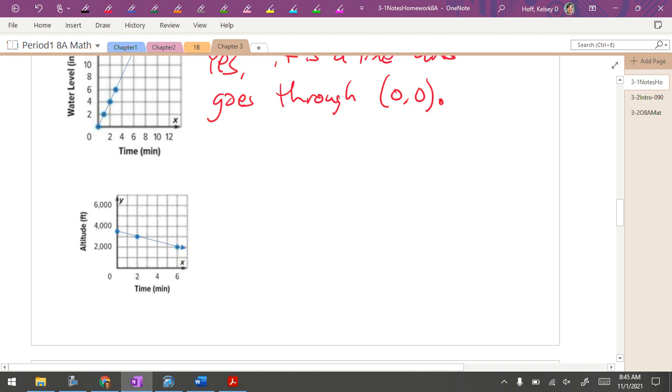Do the last one on your own. Determine if that last one is proportional.